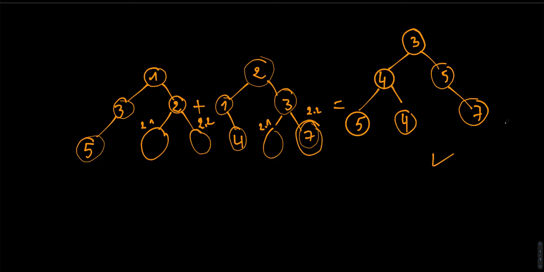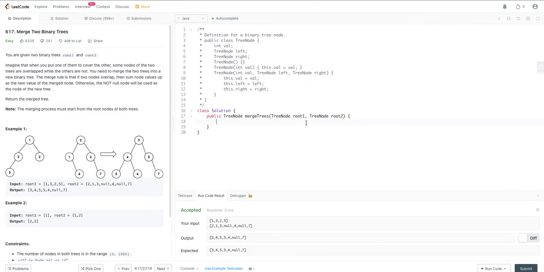So now let us translate this algorithm into code. The first thing we need to check is if root 1 is null. If root 1 is null, we just return the other root. And again, we need to check if root 2 is null. If that's the case, we'll just return the other root. Then, if both roots are not null, that means that we need to add them. To add them, I'm going to create a new tree node and add up the values of root 1 and root 2.